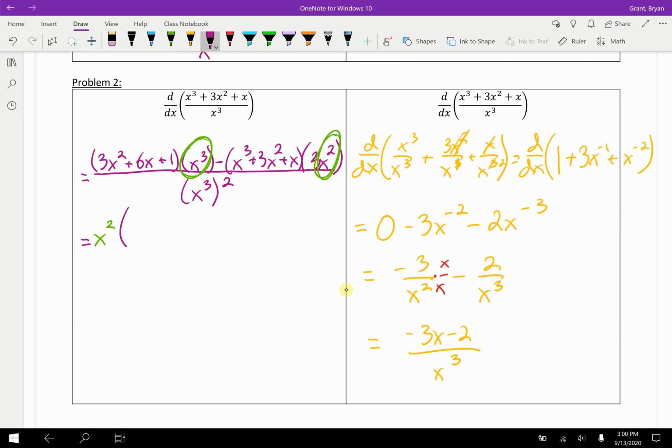Let's see what this does. We may have to do some extra cleanup after. So 3x squared plus 6x plus 1, and then x cubed, I took an x squared out, so now there's only an x left, minus, and then there's a 3 here, might as well move that to the front, and then we have x cubed plus 3x squared plus x.